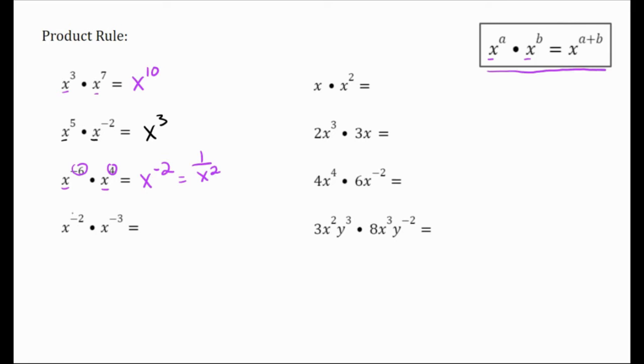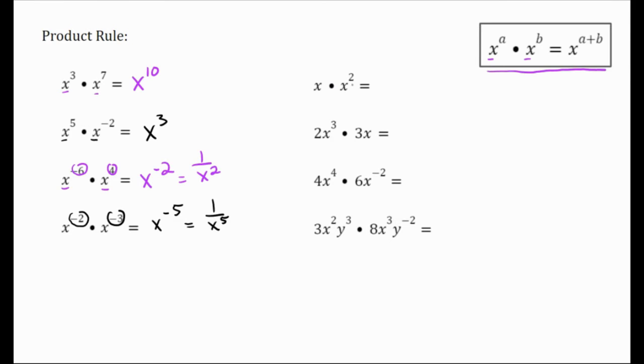Same idea for the next one here. First of all, we're going to add them together. So negative 2 plus a negative 3, which is x to the power of negative 5. And to get rid of the negative exponent, we throw it into the denominator here to get 1 over x to the power of 5.